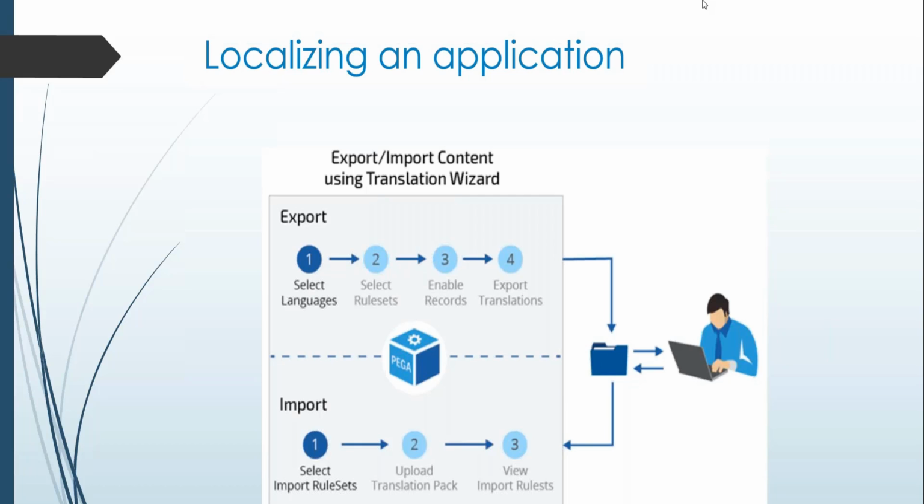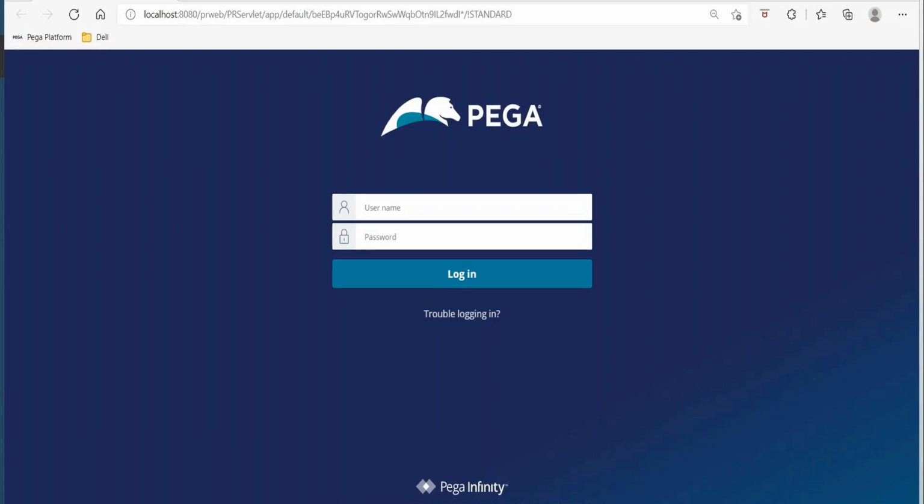Right? So for the importing part, we will import the rule sets, then the translation pack, whatever is exported. The same thing would be imported back into the application environment. Right? So let's see this in a step-by-step process. I think we'll directly move into the dev environment. So we'll see how this is taken care of.